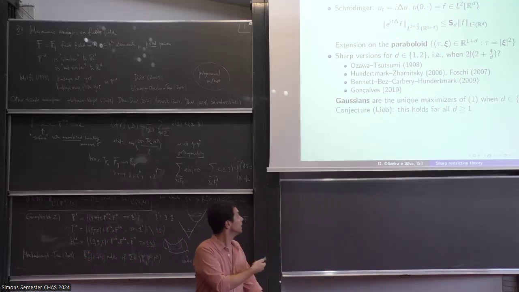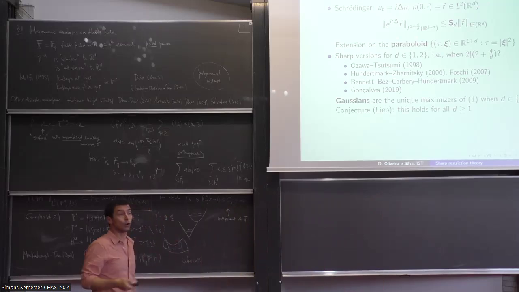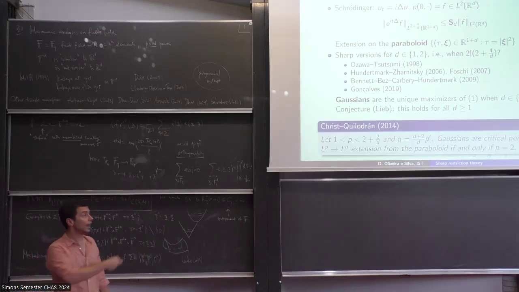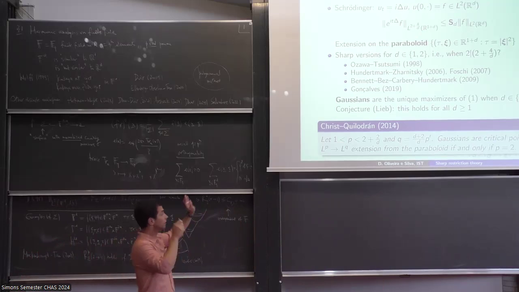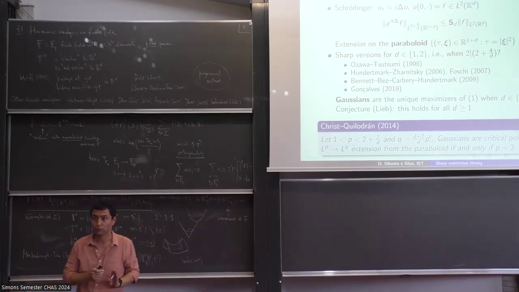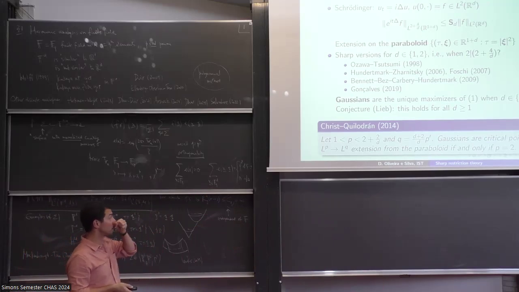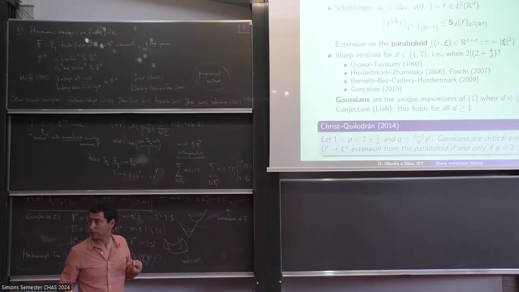There's a conjecture by Lieb that this should hold in all d greater than or equal to 1. But this is open in dimensions greater than or equal to 3. And Chris Gilligan had this result that told us, wait, don't get too excited. If instead of L2 you consider L^p to L^q extension from the parabola, Gaussians will never have a chance of being global maximizers unless p is 2. They won't have a chance because they are not even critical points.